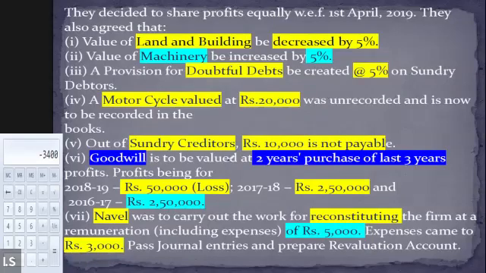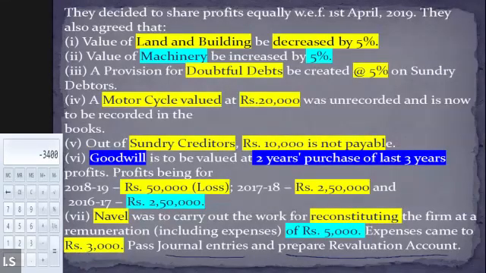Considering all the additional information, the question might look a little difficult, but it is not that difficult. We will be dealing with all the additional information one by one, and you will find that this is very simple. Now come to the last statement in the question. The question says that we need to pass the journal entry, and we are also required to prepare the revaluation account. So we are required to do two things: firstly, pass the journal entry, then prepare the revaluation account.